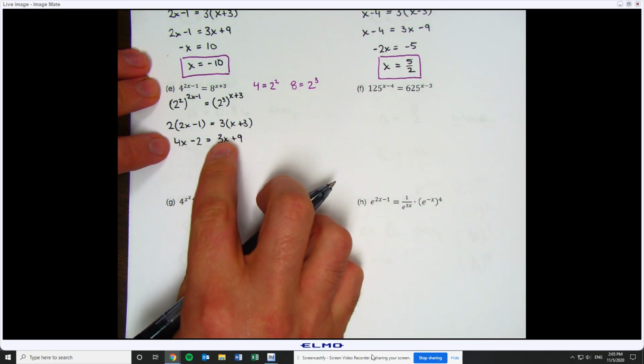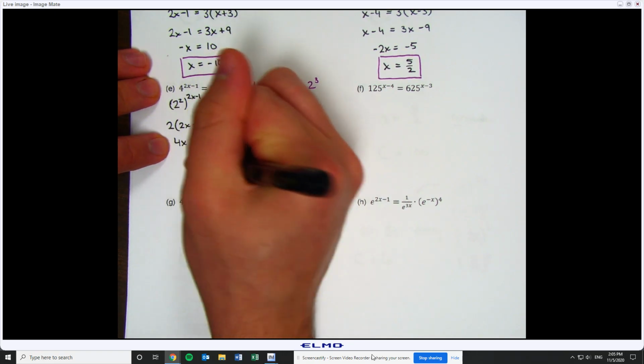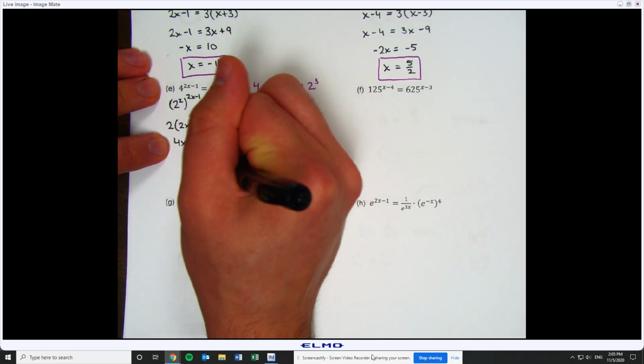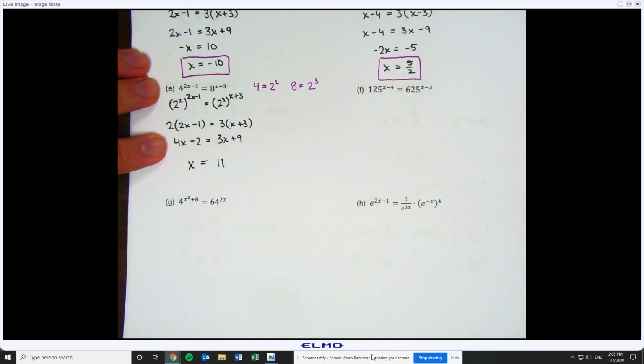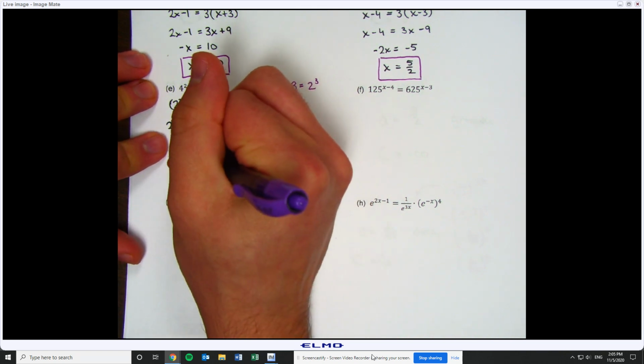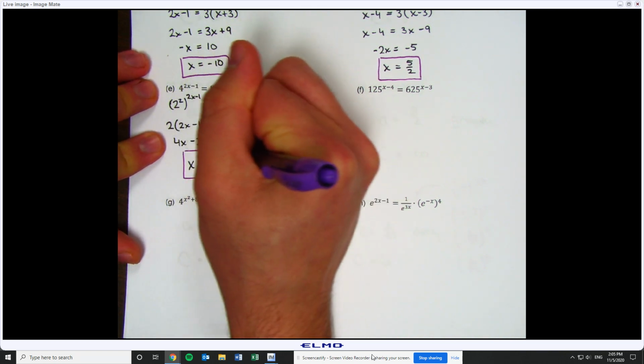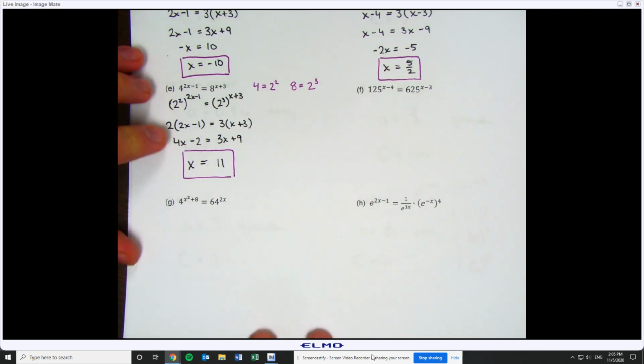All right, solving, I'll subtract the 3. That gives me x. I will add the 2. That gives me 11. And we're done. Nothing else to do. So my tip right here is look for a number that can divide both.